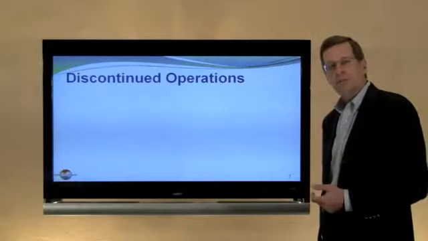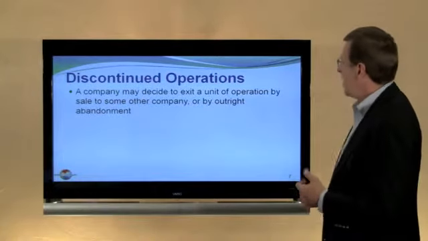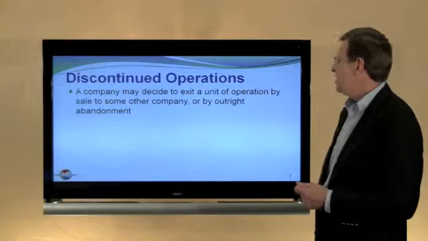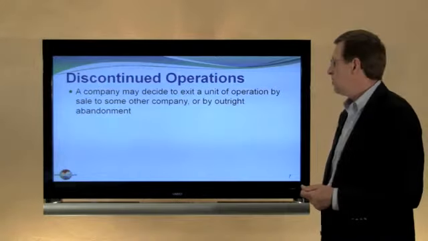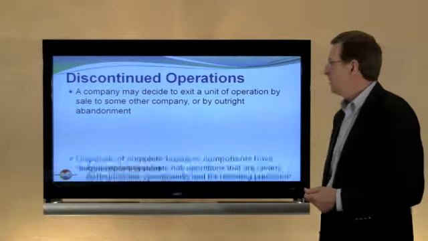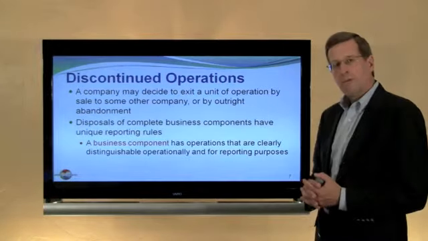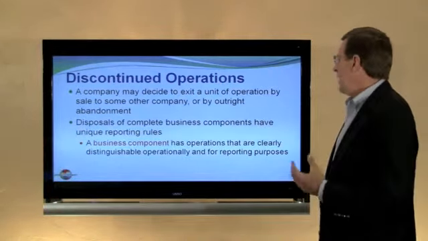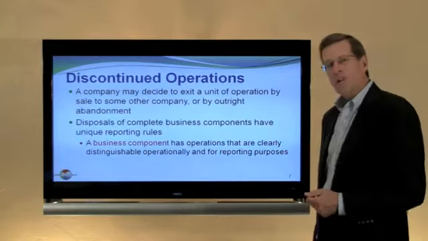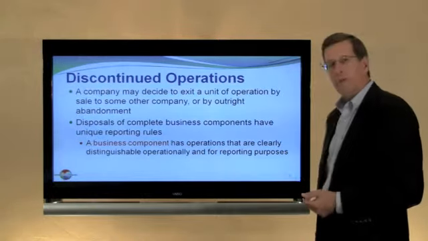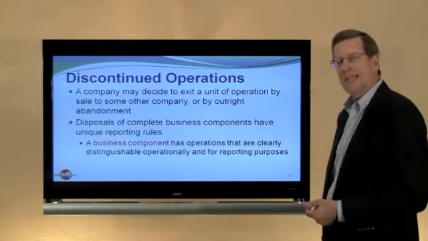Let's move on to the subject of discontinued operations. A company may decide to exit a unit of operation by sale or disposal, maybe by abandonment even. Disposals of a complete business component have unique reporting rules. A business component has operations that are clearly distinguishable operationally and for reporting purposes. It's essentially a separate segment, if you will.